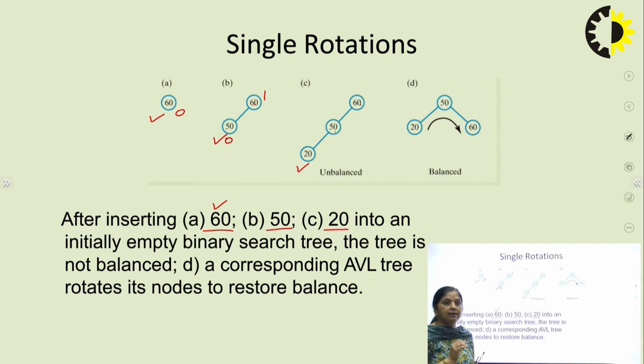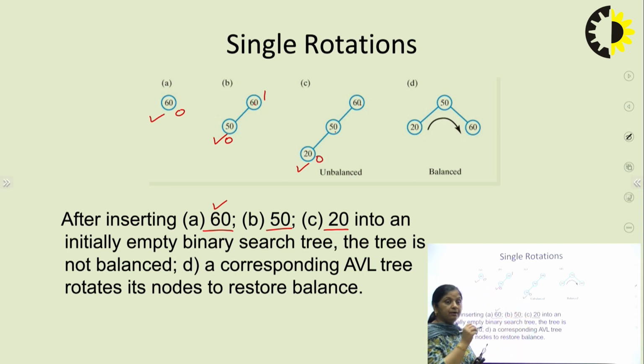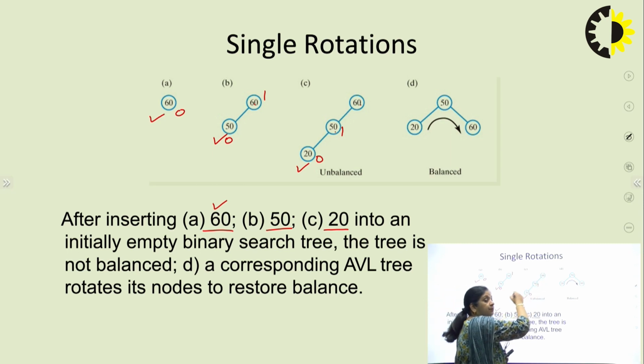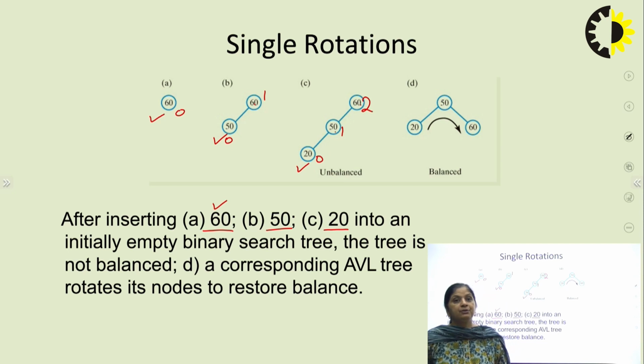Now we'll check the balance factor. The balance factor of 20 will be 0 because both subtrees are zeros. For 50, the left subtree has height 1, right has 0, so the balance factor will be 1. For 60, the left subtree height is 2 and right is 0, so it is 2. Now what happened? We got a node which has a balance factor value greater than 1, that is 2. So this is not AVL. After inserting 20, it is not an AVL tree.